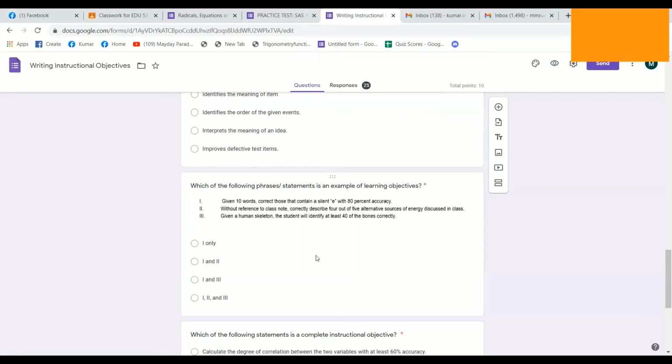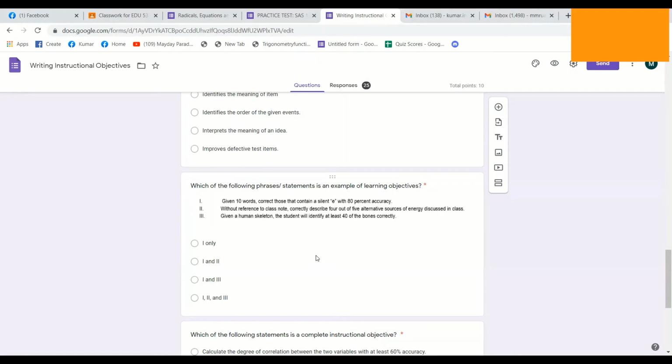Without reference to the note, okay, that is your stating condition. Describe 4 out of 5 alternative sources of energy discussed in class. So you have there, describe the sources of energy discussed in class, that is your behavior, that is your observable behavior. 4 out of 5, that is your criterion. So that is also complete. So 1 and 2 are complete.